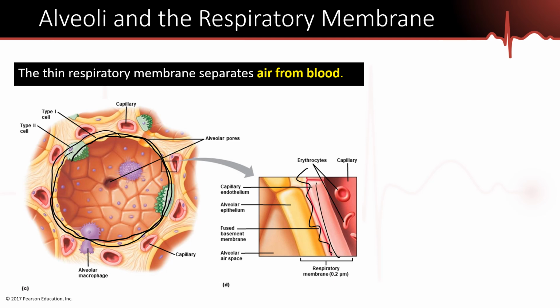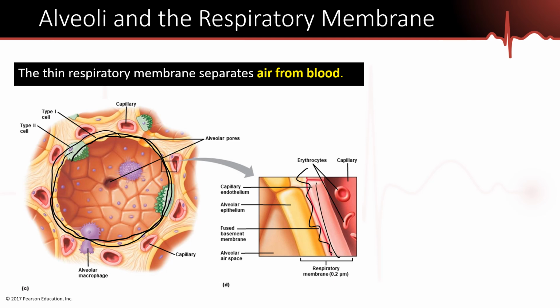Now, obviously, gas, air, exists within alveoli, and blood exists within a capillary, but they're structurally quite similar in the sense that both capillaries and alveoli are lined, all they're really made up of is a layer of simple squamous epithelium.